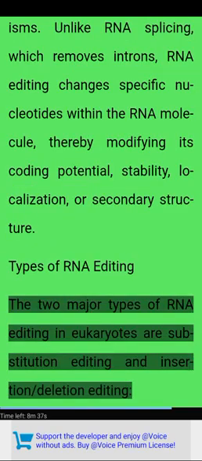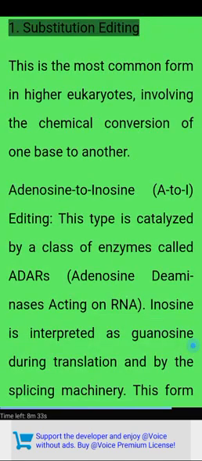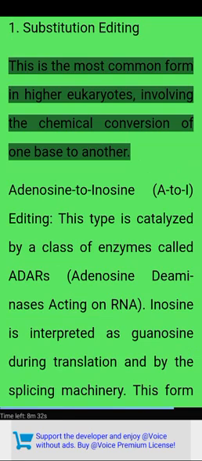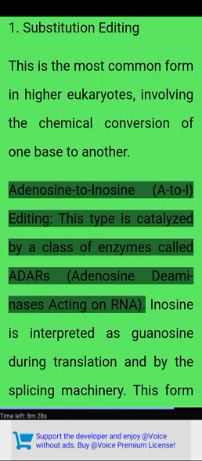Types of RNA editing. The two major types of RNA editing in eukaryotes are substitution editing and insertion-deletion editing. 1. Substitution editing. This is the most common form in higher eukaryotes, involving the chemical conversion of one base to another. Adenosine to inosine (A-to-I) editing.